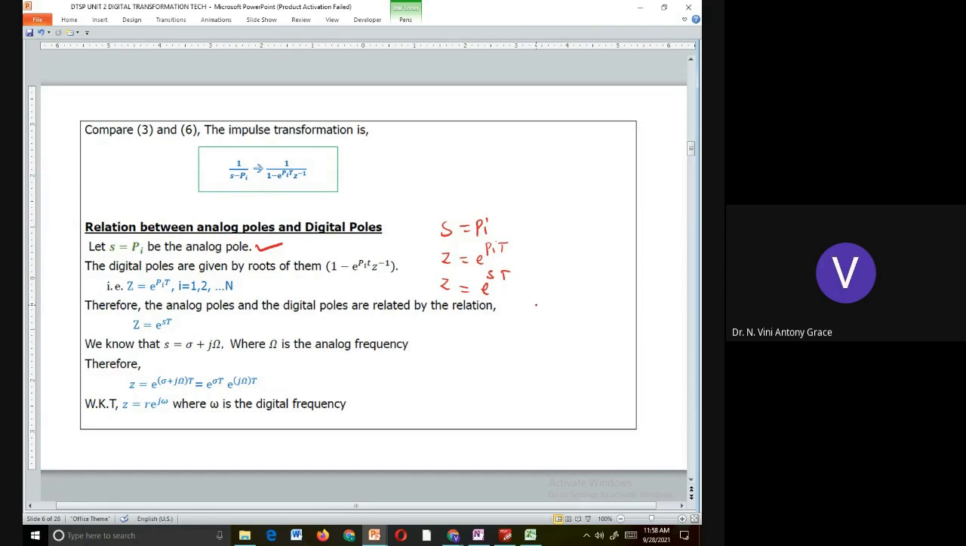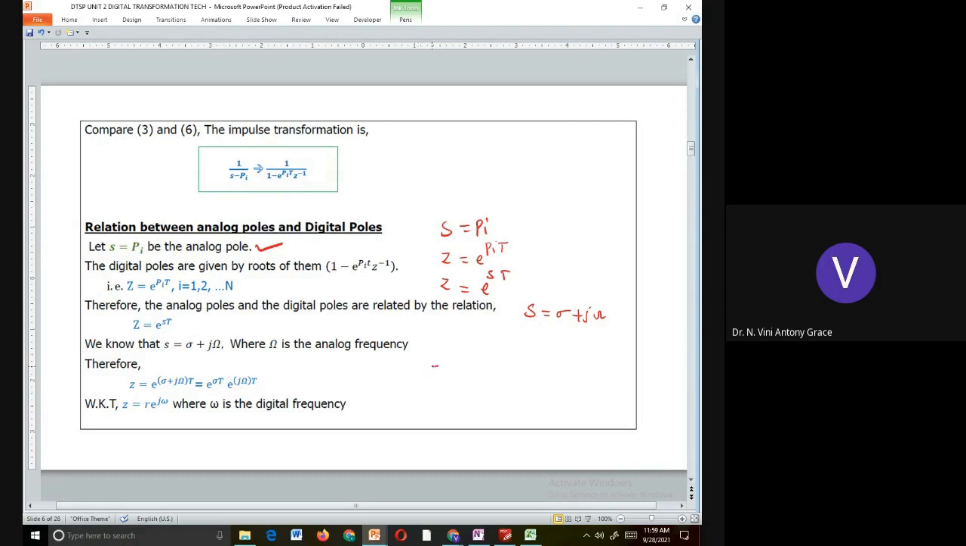And we always know that any point in the S plane can be represented as sigma plus j omega. That omega is the analog frequency. So instead of this S, we can replace sigma plus j omega into T. In polar form, we can write this in the r e power j theta form. So e power sigma T is the real part, and this is the imaginary part. Real and imaginary parts are represented.